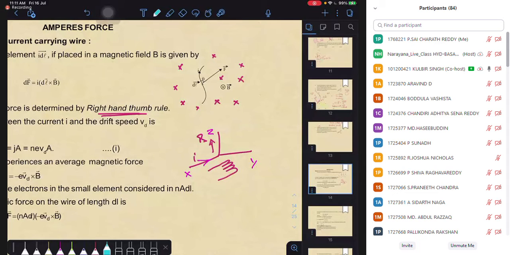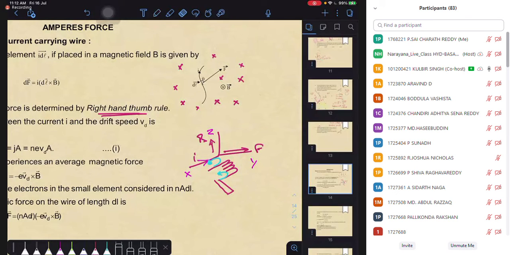So your fingers are going to become like this. When they rotate this way, your thumb is going to come in this direction. So it's coming out to basically the y direction. You rotate the fingers from current toward the magnetic field, and it's coming in my y direction. So the force will be in my y direction. Exactly the same right hand thumb rule.